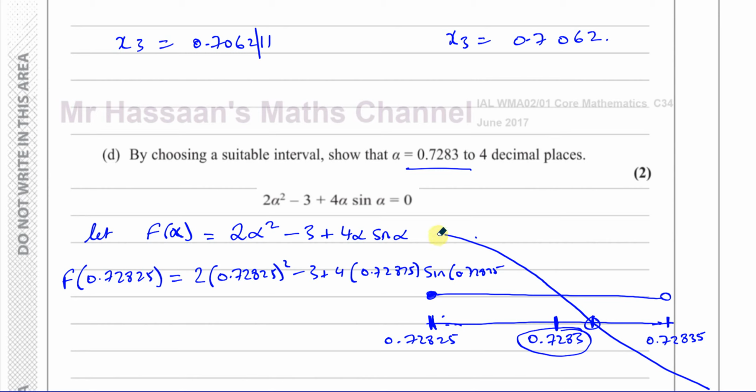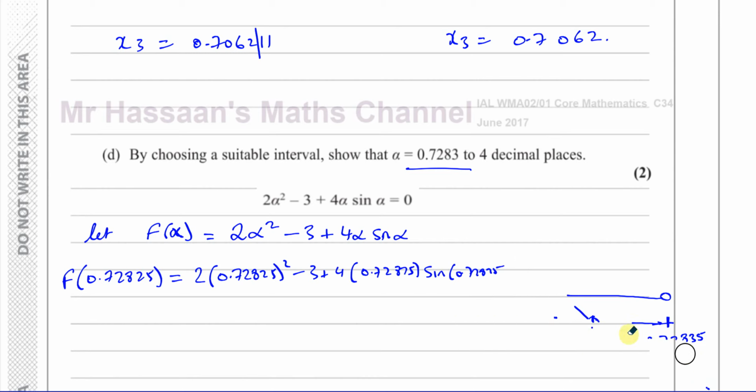It's served its purpose to explain that. Okay. Let me write this a bit neater. I don't really have to write this down, but I'm just showing you how it works. So 0.72825.